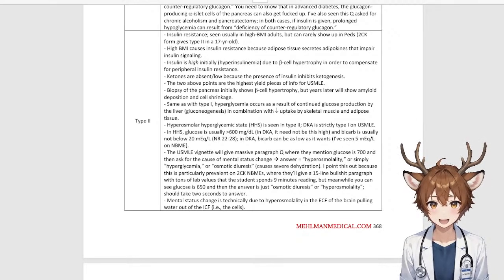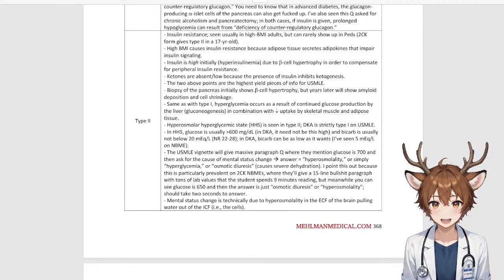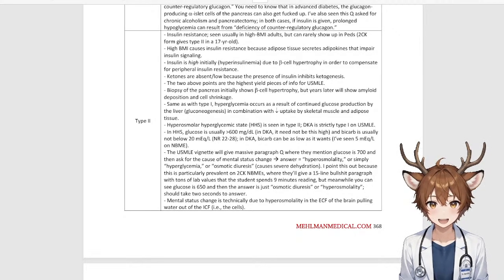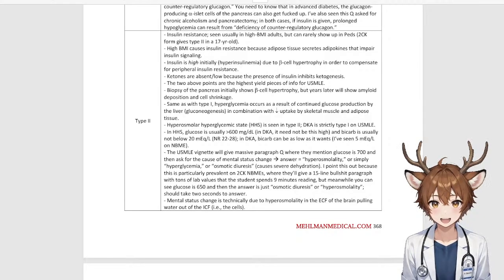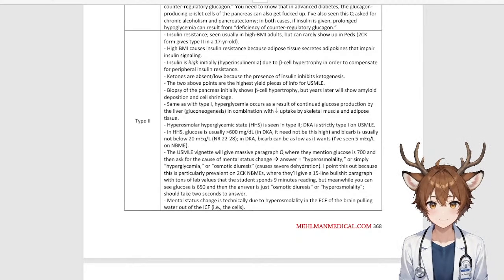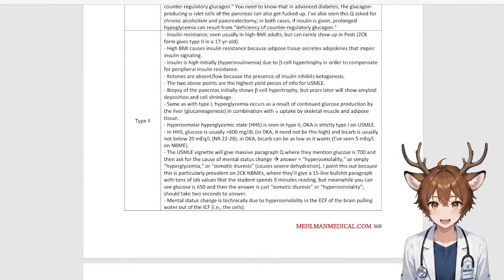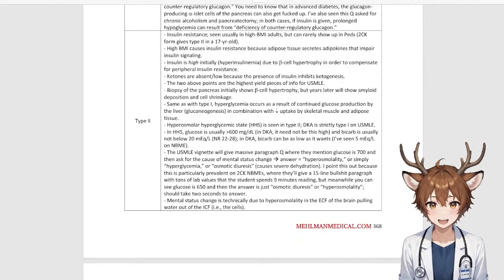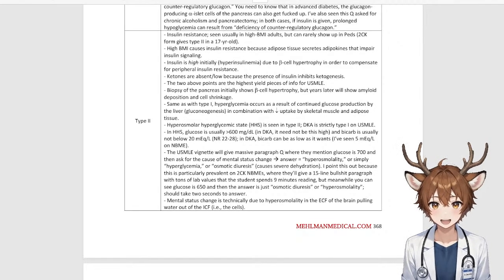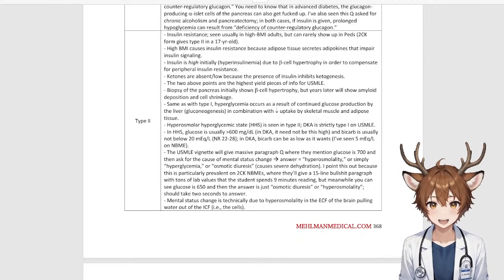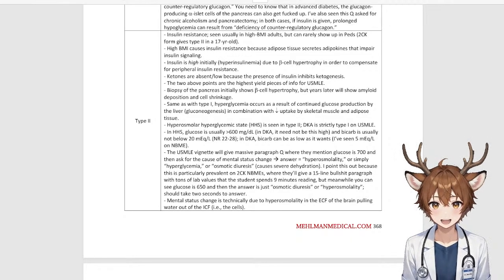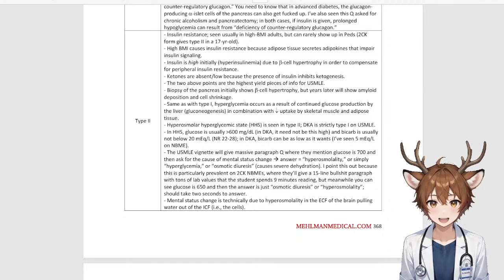Hyperosmolar hyperglycemic state, HHS, is seen in type 2, DKA is strictly type 1 in USMLE. In HHS, again that's hyperosmolar hyperglycemic state, glucose is usually greater than 600 mg/dL. In DKA, it need not be this high. And bicarb is usually not below 20 milliequivalents per liter, and our normal range would be 22 to 28. In DKA, bicarb can be as low as it wants. I've seen 5 milliequivalents before on NBME.